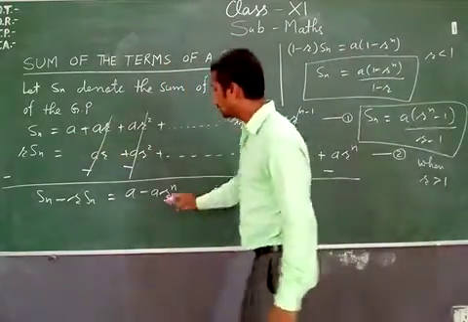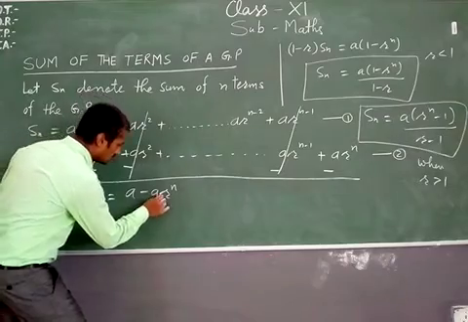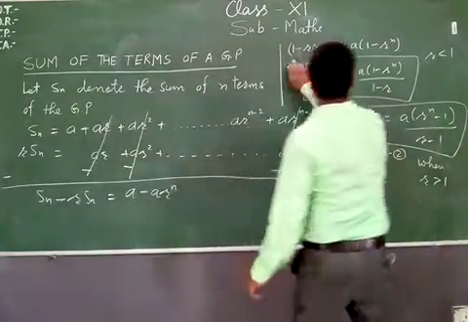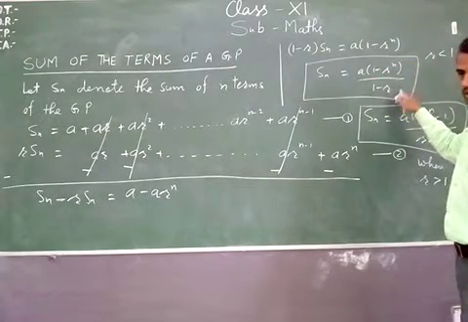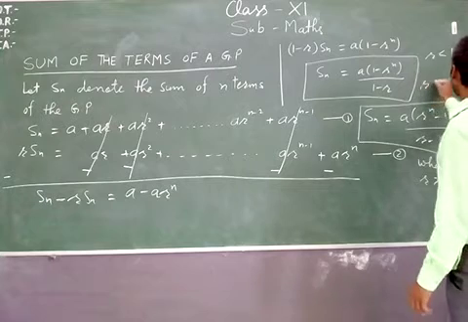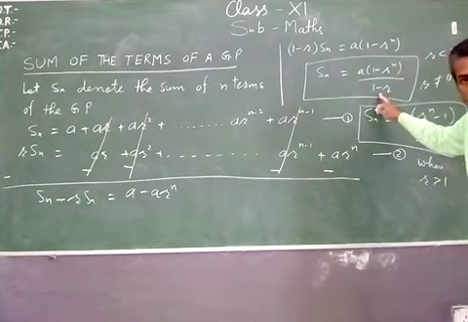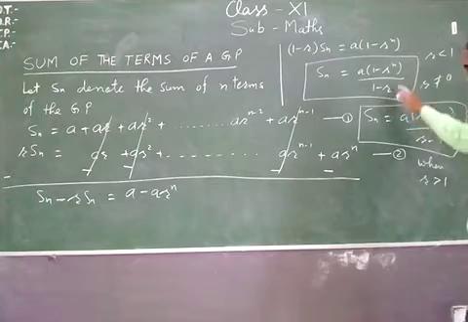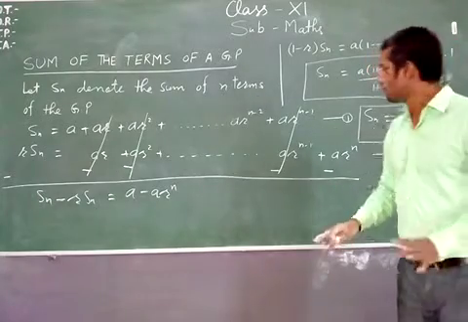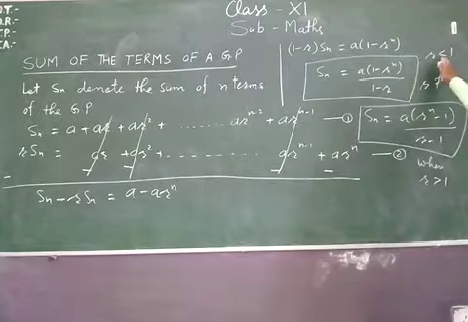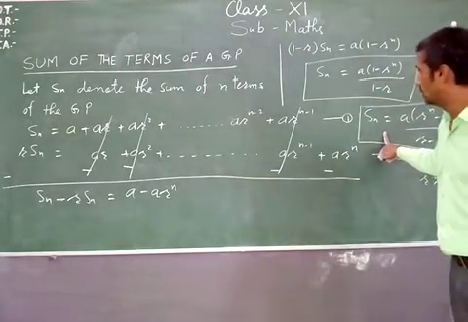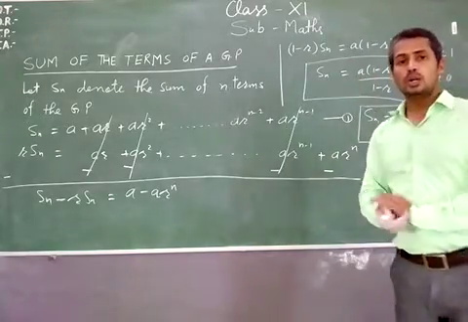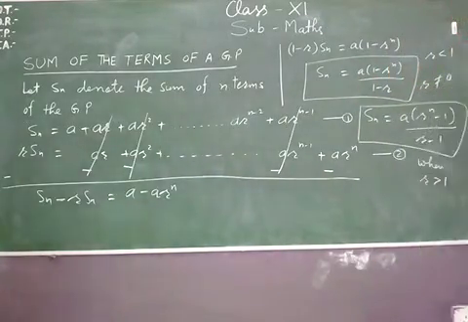After simplification, this is a, this is a. After simplification, we have Sn equals a into 1 minus r power n upon 1 minus r, where r is not equal to 1. In this formula r can never be 1, but when r is less than 1, we can use this formula. When r is greater than 1, we have to use the other formula. This formula is known as the sum of finite terms in a GP up to n terms.